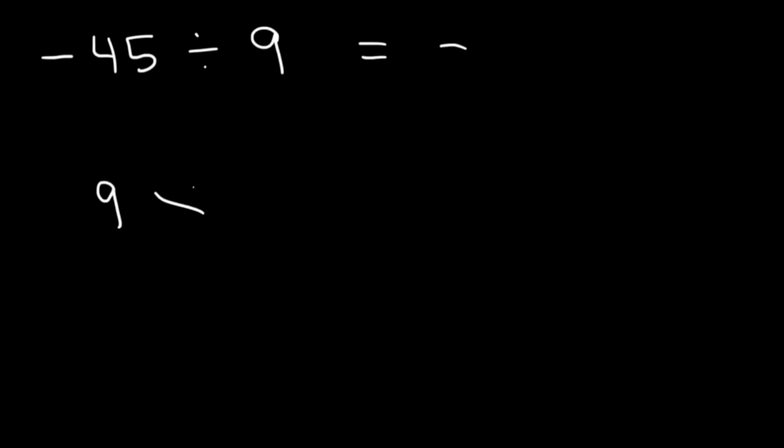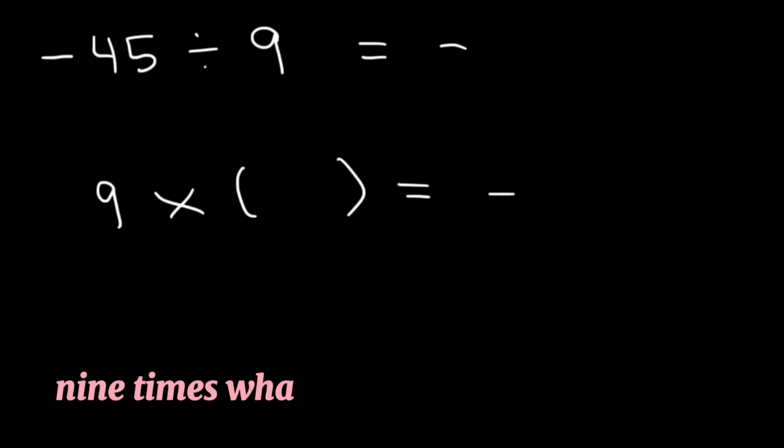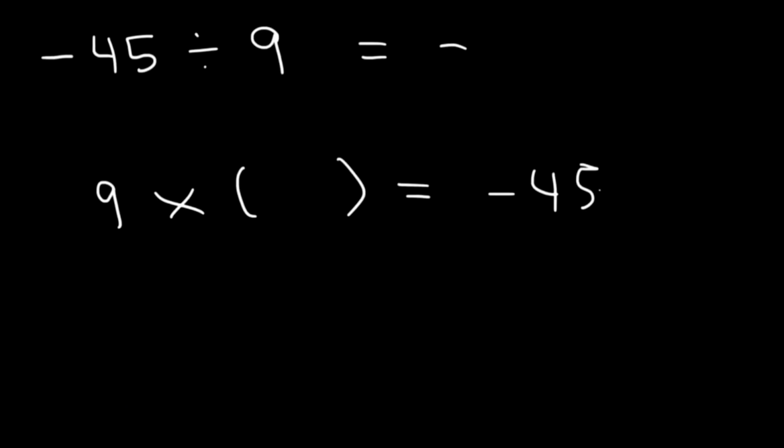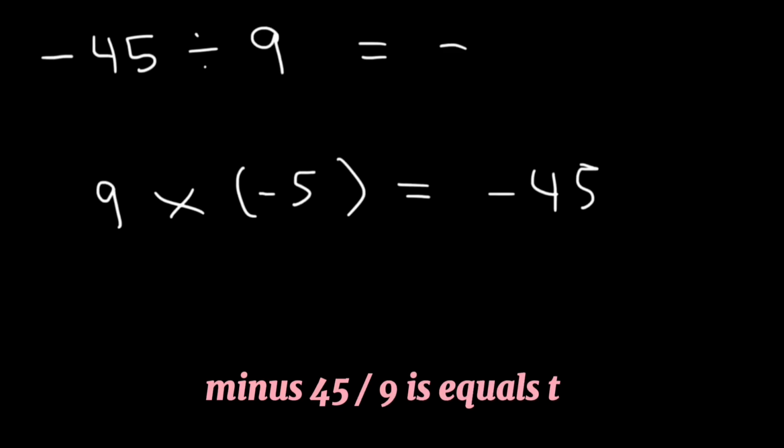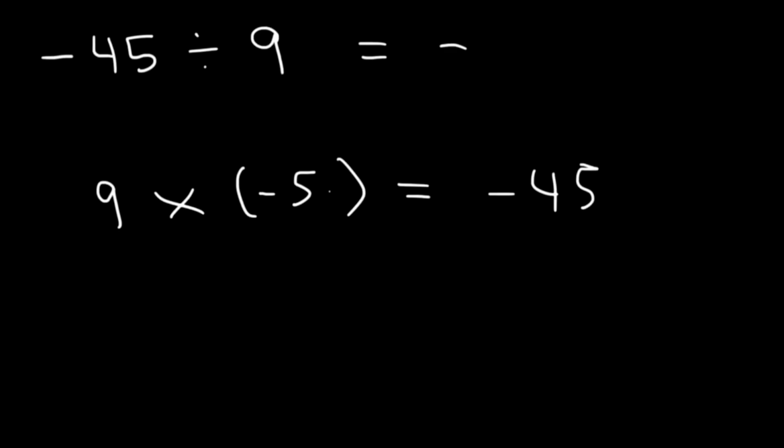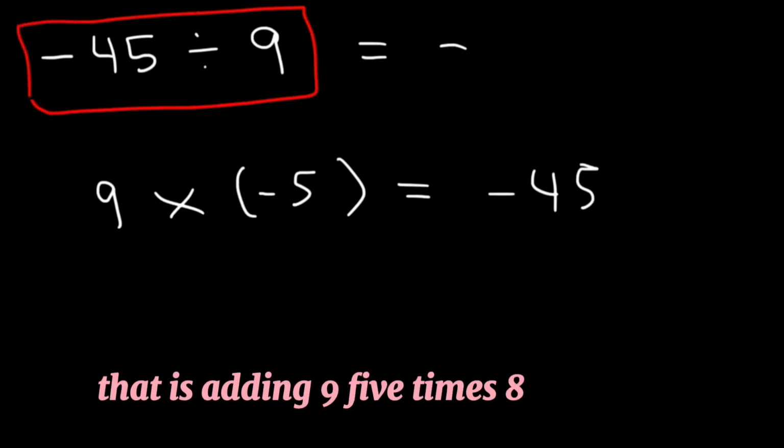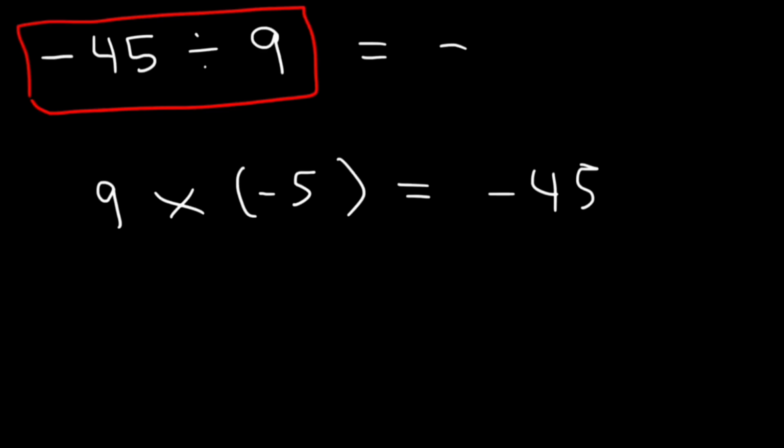Meaning, 9 times what number provides minus 45? So minus 45 divided by 9 is equal to minus 5. That is adding 9 five times with itself. So the final answer is minus 5.